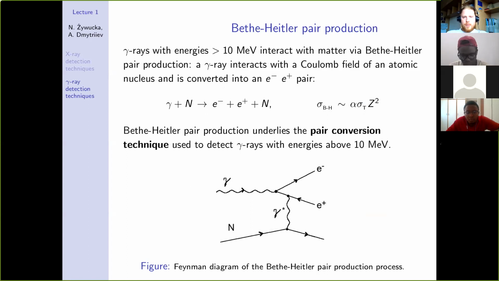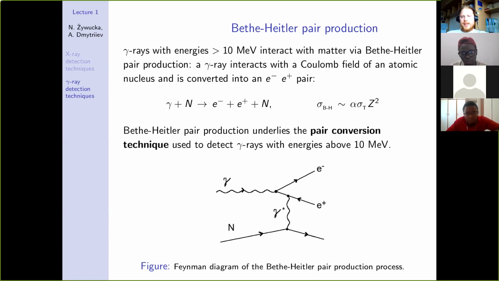So above 10 MeV, this is called Bethe-Heitler pair production. A gamma ray entering matter interacts with the Coulomb field of an atomic nucleus, and it is converted into an electron-positron pair. So a gamma ray on its own in a vacuum cannot oscillate into an electron-positron pair, because if you write the trivial energy-momentum conservation formula, you will find out that energetically this is possible, but you need a third body to grant the momentum conservation.